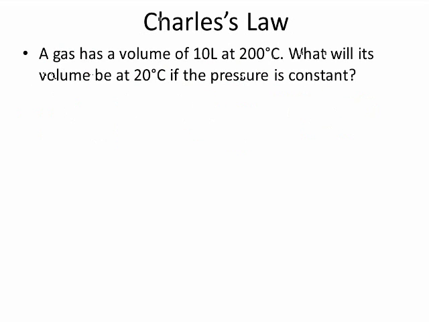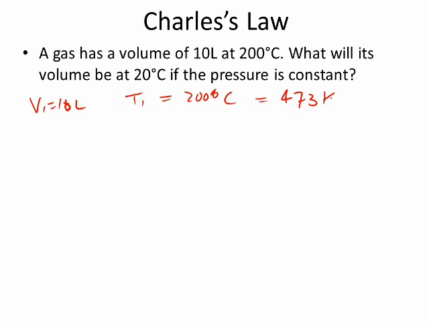Let's look at an example of Charles's law. A gas has a volume of 10 liters, so volume 1 is 10 liters. Temperature 1 is 200 degrees Celsius, but we cannot leave it in Celsius. We have to change it to Kelvin by adding 273, so we have 473 Kelvin. V2 we want to know. If the temperature T2 is 20 degrees Celsius, that is 293 Kelvin.